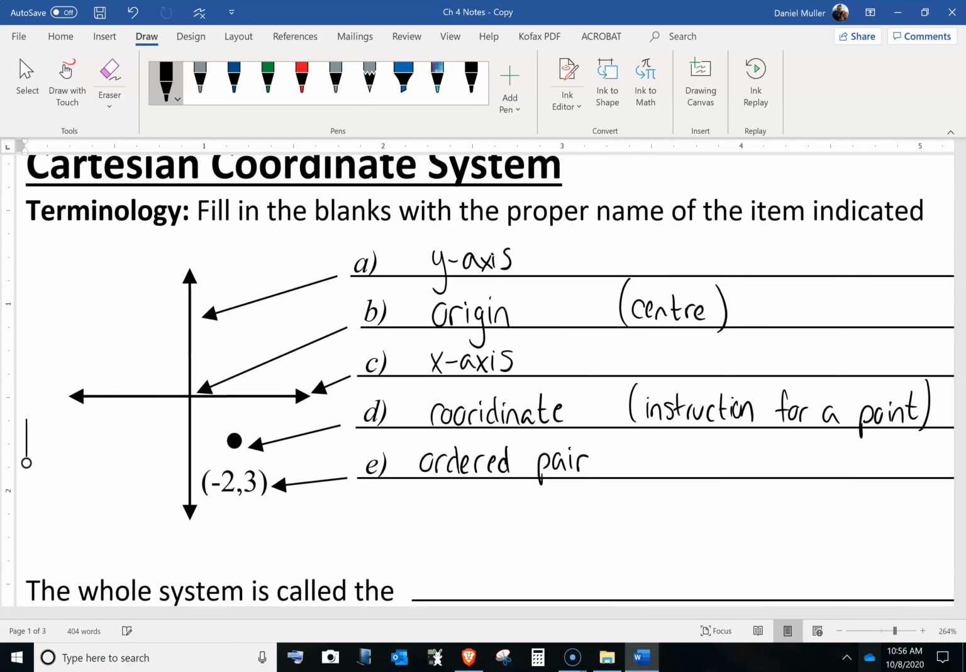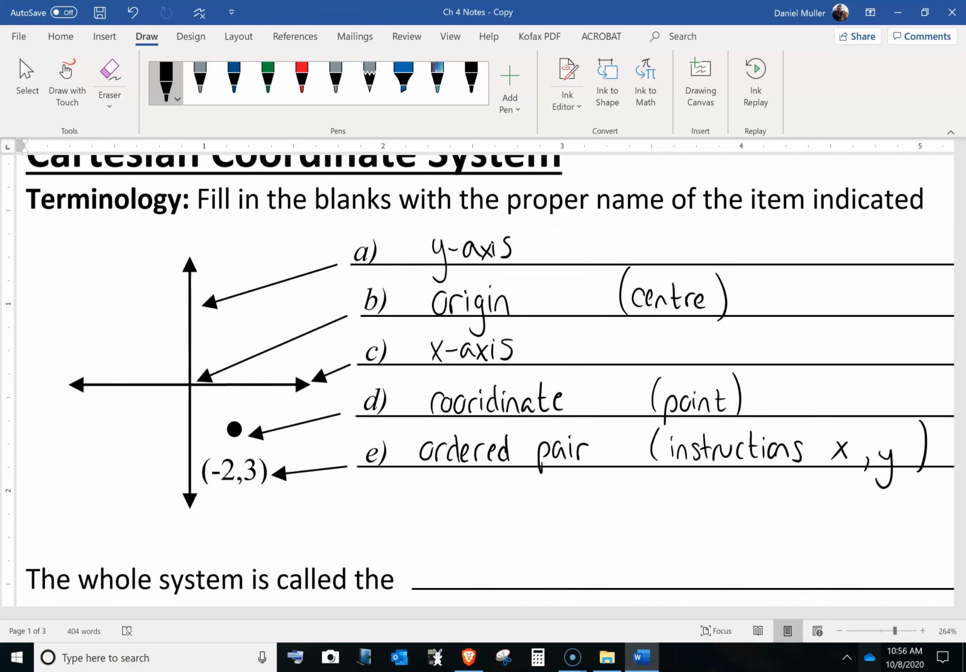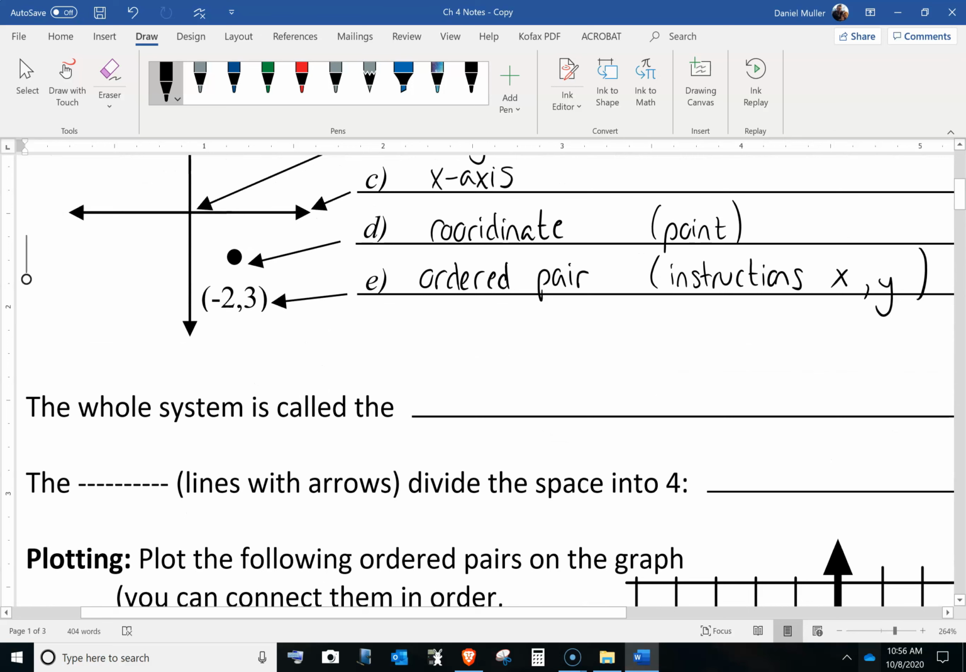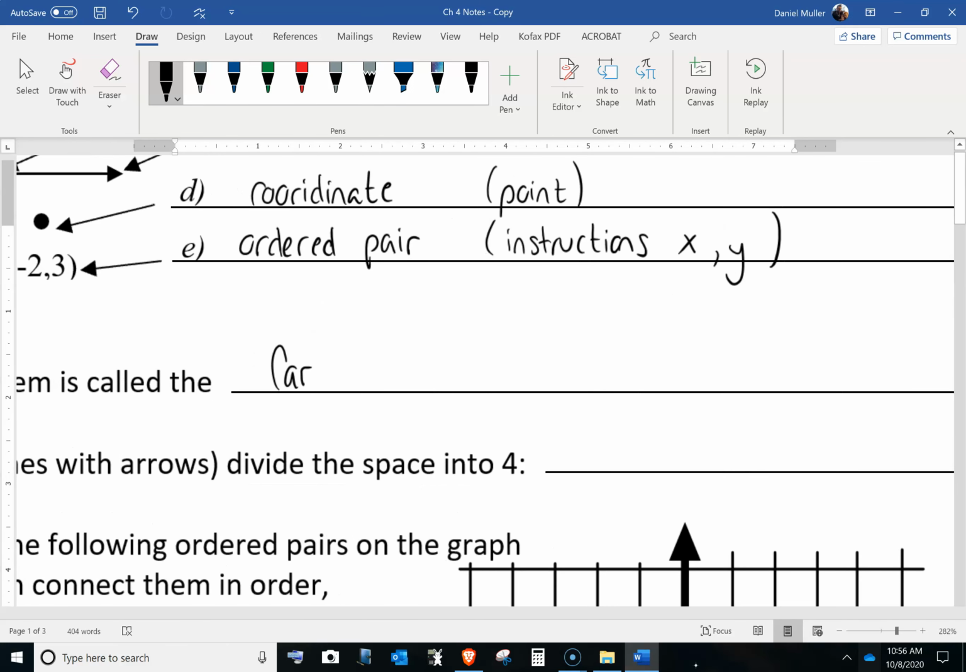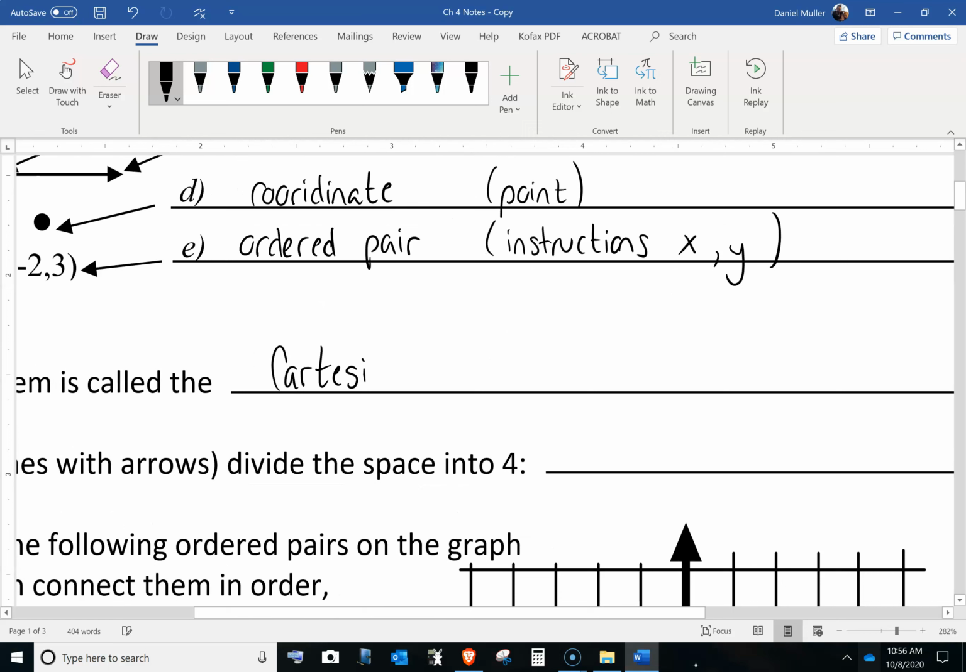So this technically is the point, whereas this is more of the instructions: the instructions for X and the instructions for Y, for how to get to that point. Okay, so the whole system is called the Cartesian Coordinate System. It's at the top here, C-A-R-T-E. Sometimes I forget. Coordinate System.